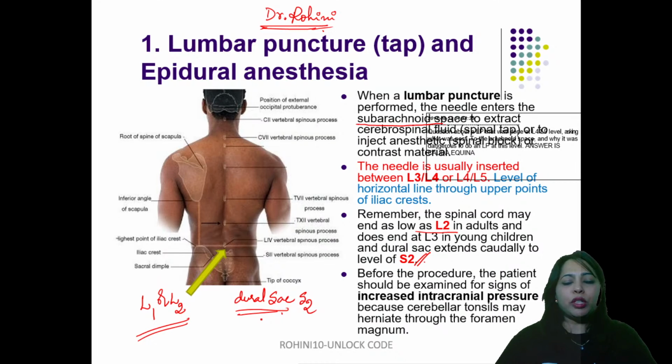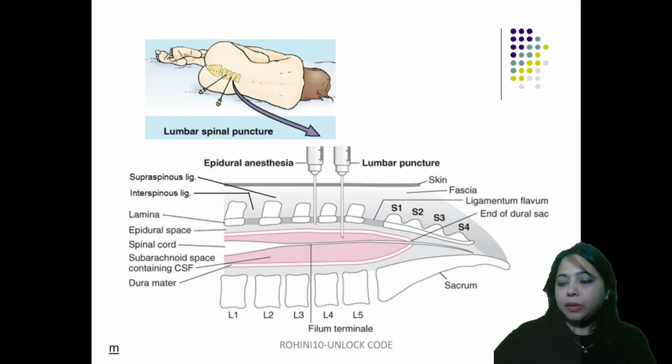Next, before the procedure, what do you do with the patient? You should examine for signs of increased intracranial pressure. That is one thing you need to keep in mind, because the cerebellar tonsils may sometimes herniate through the foramen magnum. You need to make sure the cerebellar tonsils are not herniated and intracranial pressure is well maintained. Only after you watch for all these signs and symptoms can you administer epidural anesthesia or do a lumbar tap.